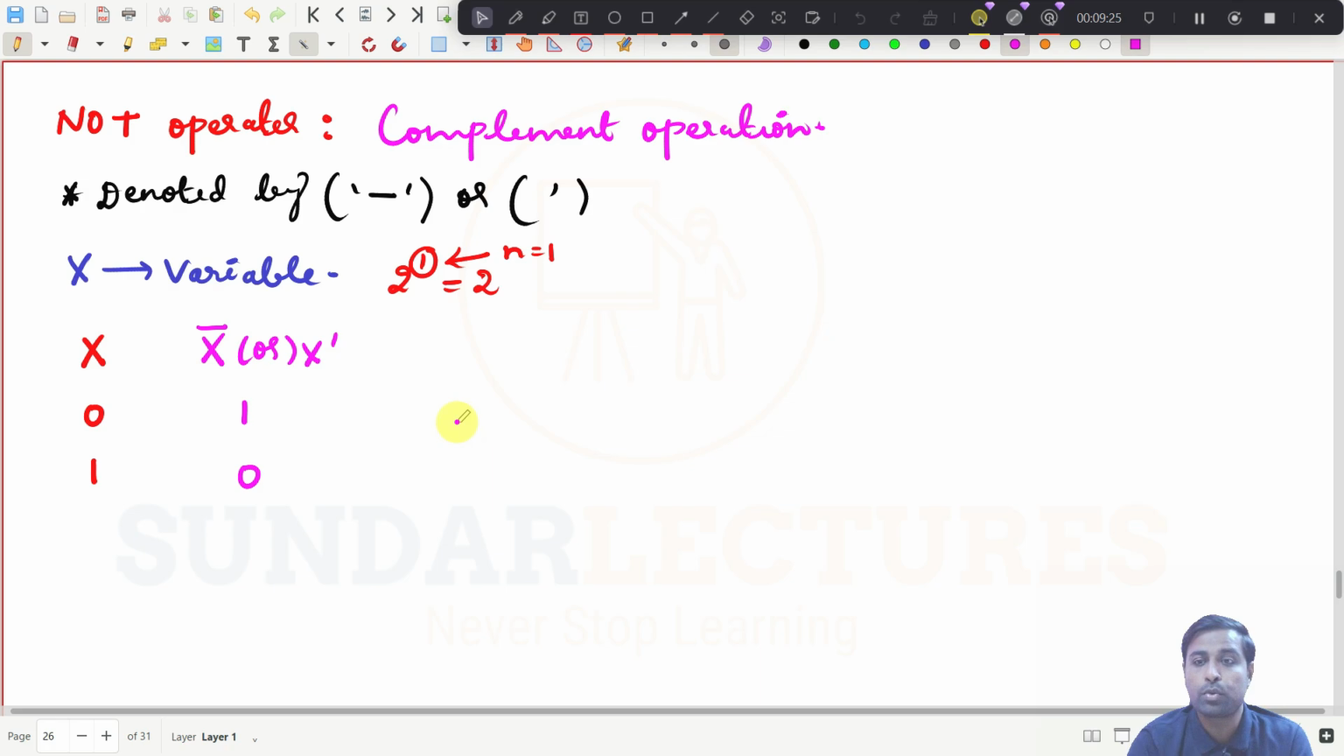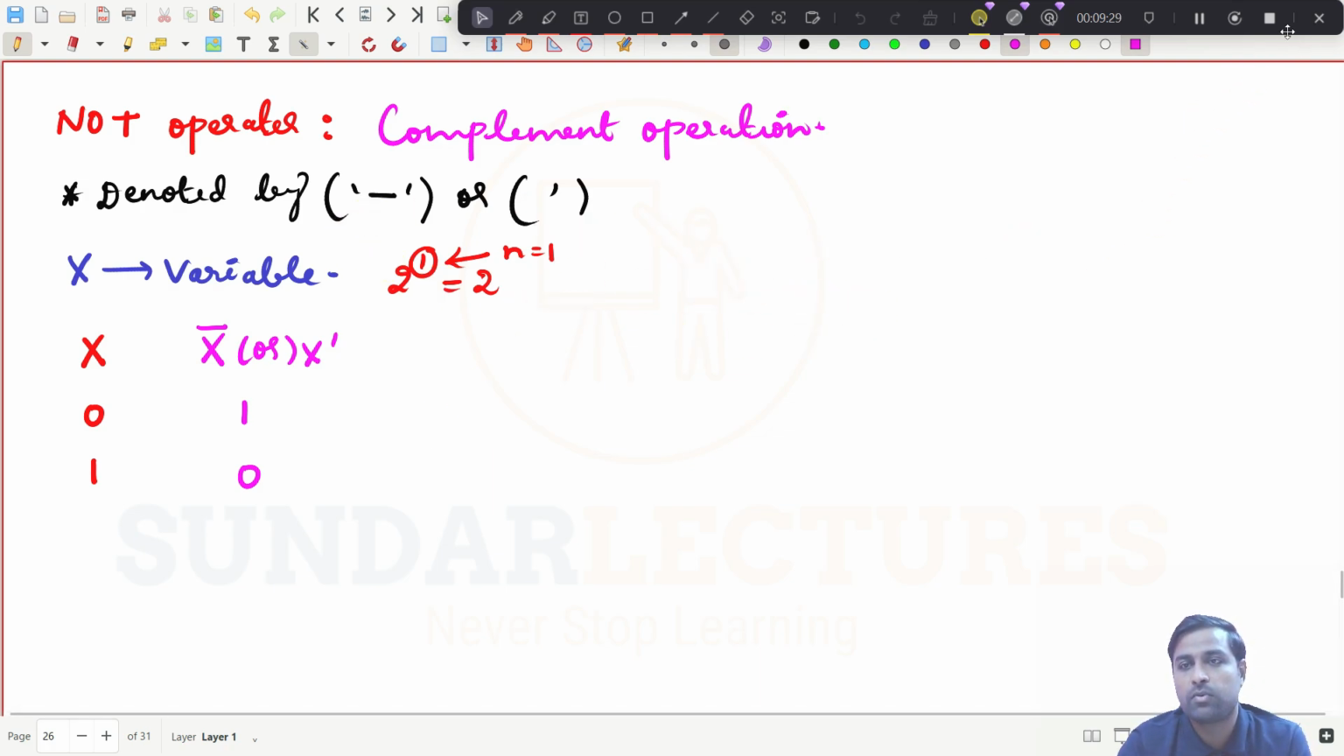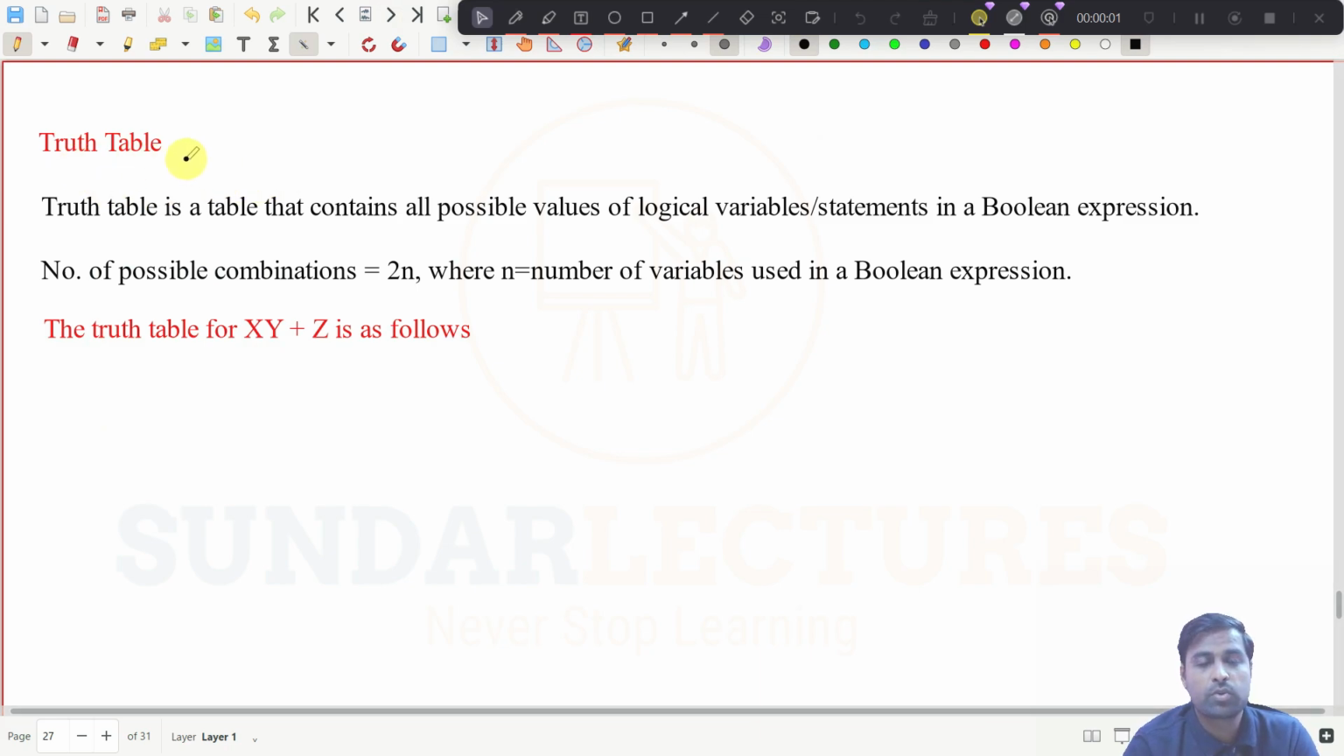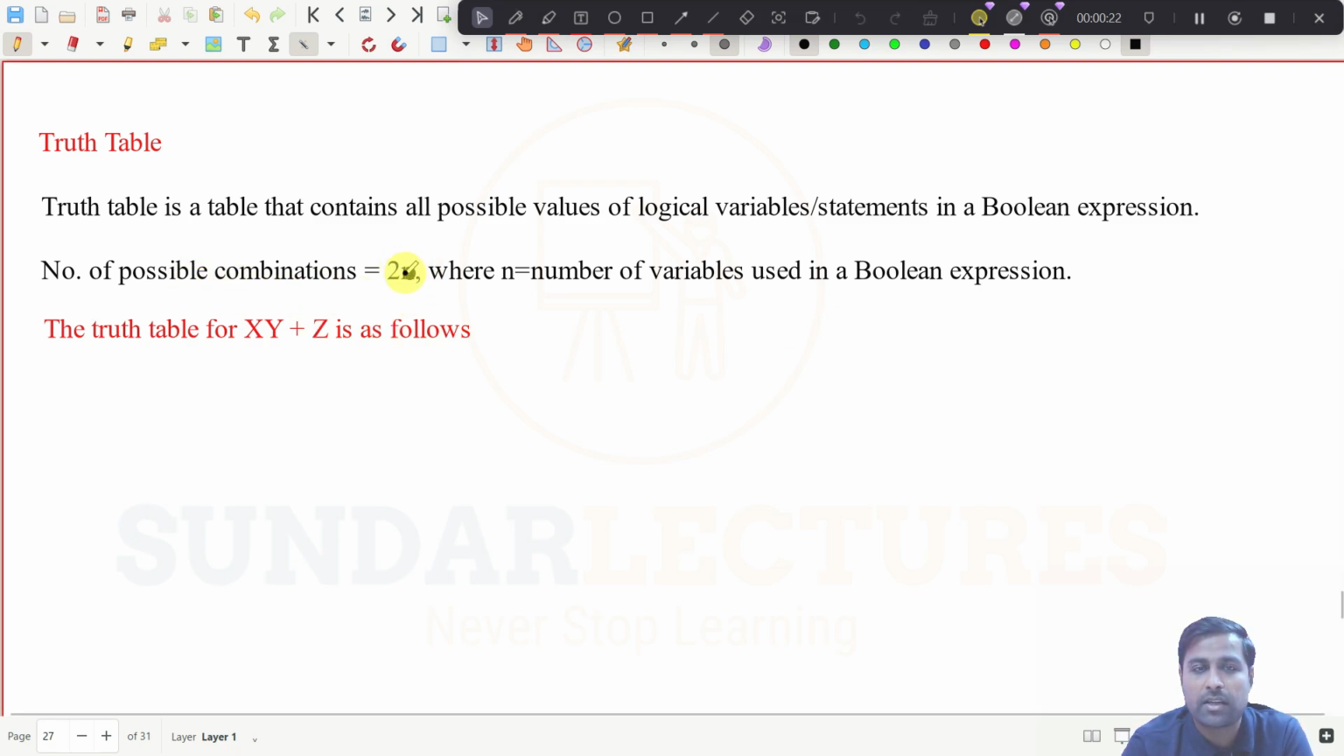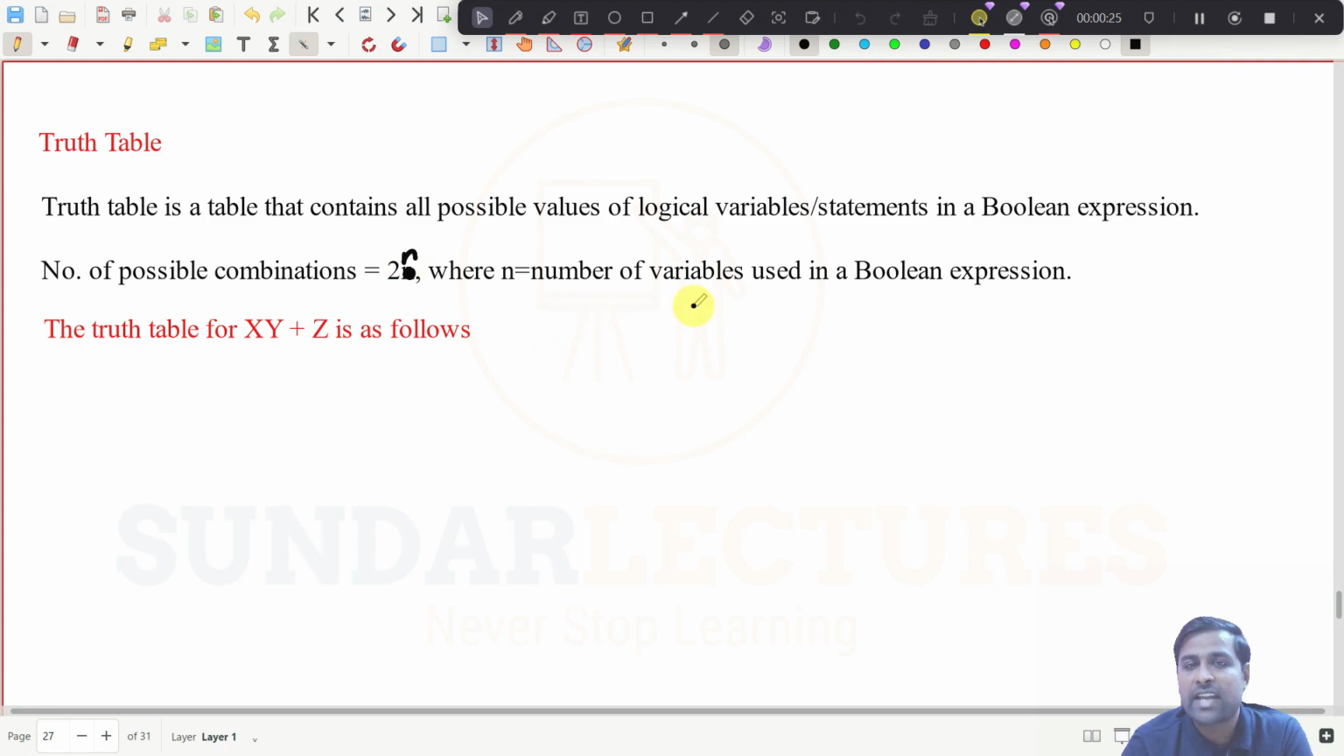So what will we do now? We will go for truth tables. What a truth table exactly means, that we will see now. See, this is a truth table. A truth table is a table that contains all possible values of logical variables or statements in a Boolean expression. So it contains what performance has to be done by the particular circuit or the particular application. So the number of possible combinations, we know this is 2 power n, where n is the number of variables used in the Boolean expression, right?